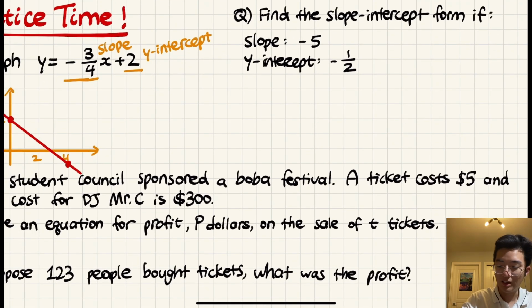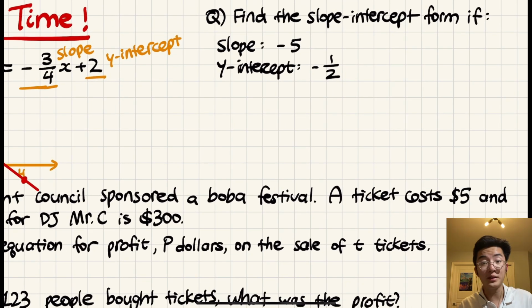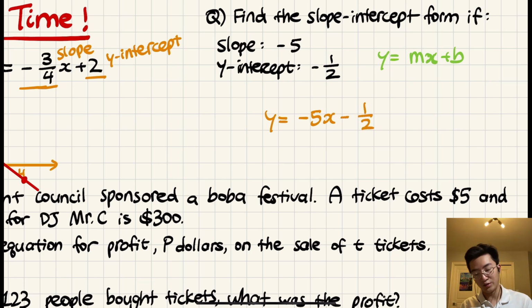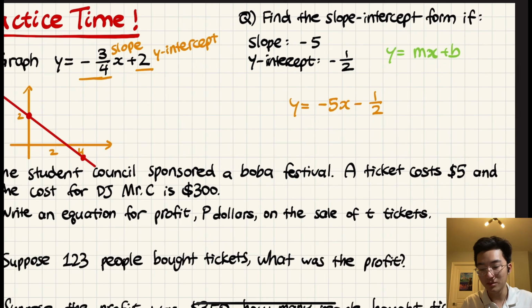This one's a lot quicker. We're given a slope and a y-intercept. We just have to find the equation for it. Okay, so y equals mx plus b. We know m is -5 because that's the slope, so mx is -5x, and b is the y-intercept, so we have minus 1/2. Alright, that's it. That's simple.